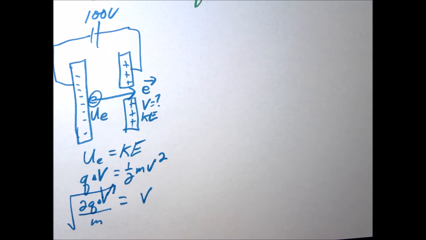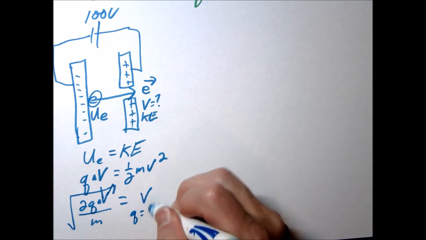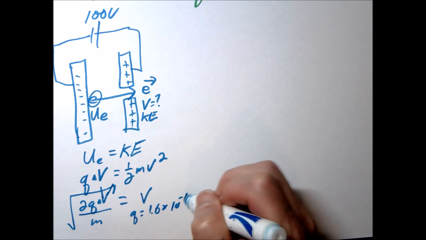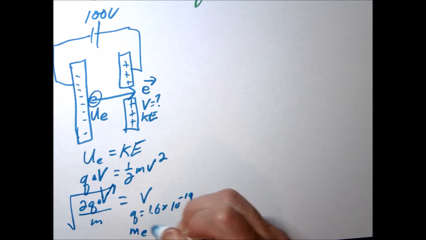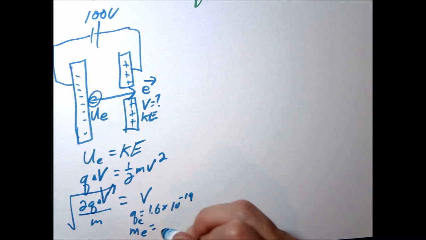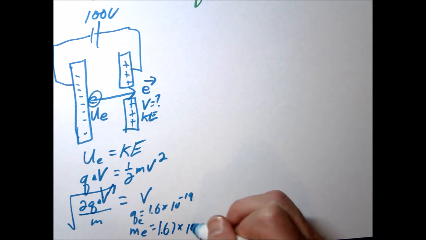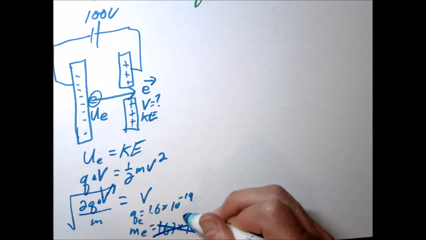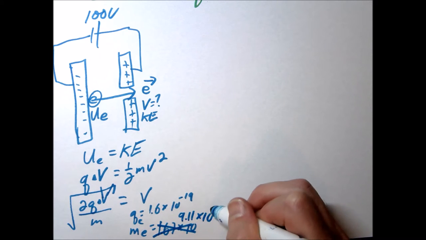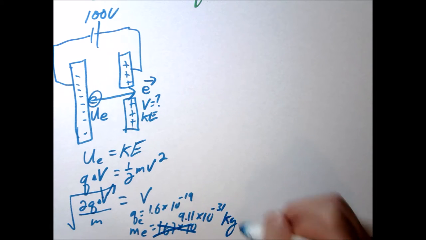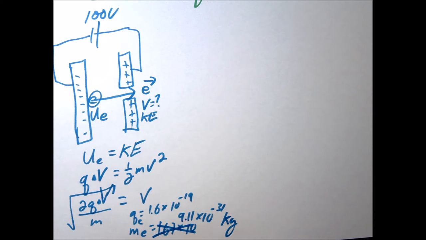Go ahead and plug that into your calculator. Remember, Q is 1.6 times 10 to the negative 19. The mass of an electron is, nope, 1.67 times 10 to the negative 27 is a proton, so the electron is 9.11 times 10 to the negative 31st kilograms. So go ahead and plug that in, see what you get.